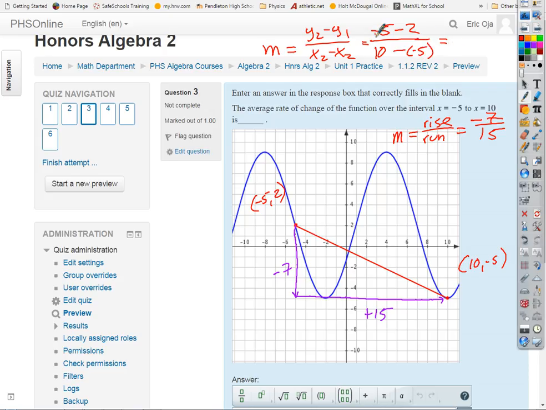So when I simplify, -5 minus 2 is -7. 10 minus -5, when I subtract a negative, that makes it positive, of course, and I get 15 on the bottom. So either way, I get -7/15.